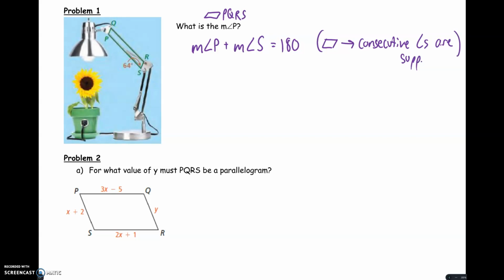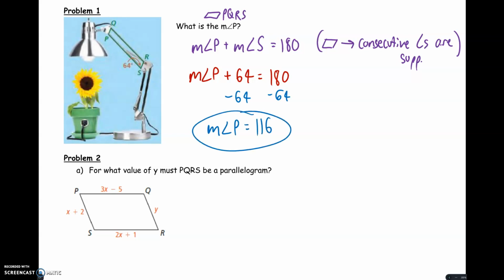But as long as we know that equation would be true, now I can just substitute in. The measure of angle P we don't know, but I know that the measure of angle S is 64 degrees. If that is going to be supplementary, that's going to be a pretty quick algebra question to solve in terms of what angle is missing. Take away 64 from both sides, and I get that the measure of angle P, the one that we're looking for, is going to be 116 degrees, because if I have those consecutive angles, they should be supplementary if I'm indeed dealing with that parallelogram.